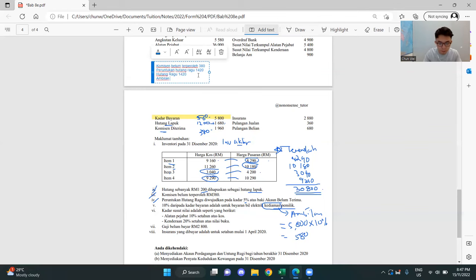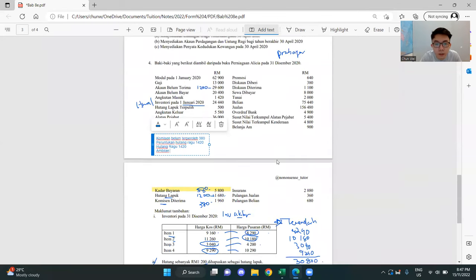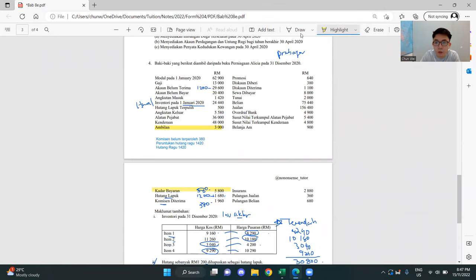So ambulan, 580. Hey, by the way, do we have ambulan here? So you have to check out. Sometimes they really have ambulan. Okay, so for this question, sudah ada ambulan. See, there's an ambulance, 3,000. So what you're going to do is, you take out 580 from here, then you put it into your ambulance. So your ambulance telah bertambah 580. So you see, two places. Then only your imbangan duga akan imbang. Your penyata kewangan akan imbang. Because double entry, debit credit.